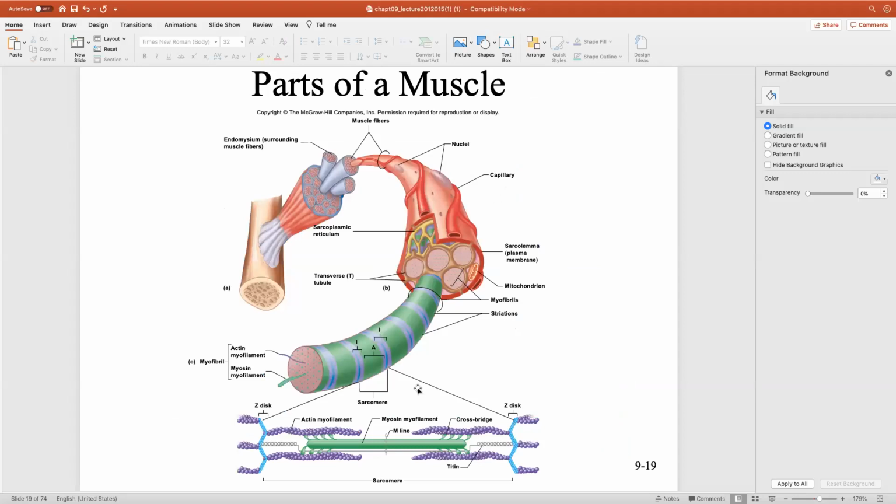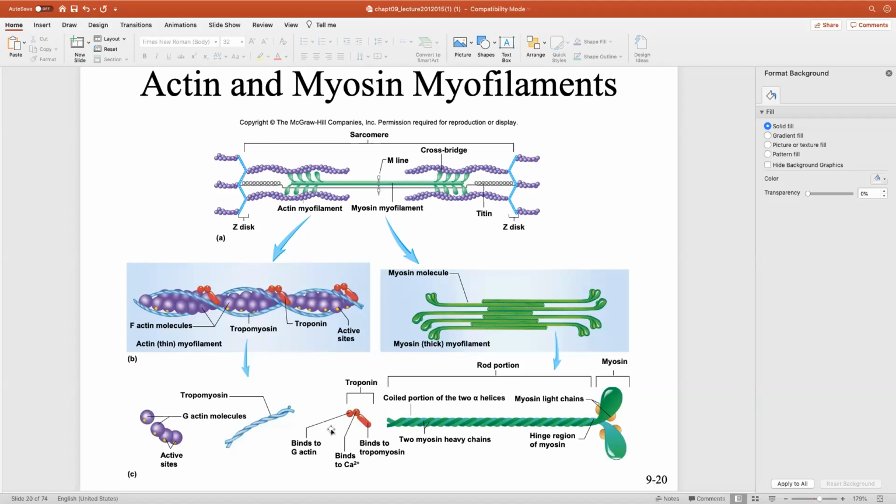Now, here's one sarcomere over here. They color code this, so the purple is actin, that's what we see here, and the green is myosin. In some ways it's good they color code it. I wish it was color coded with a better color that matches our muscle cells, but purple and green makes it easier to see.